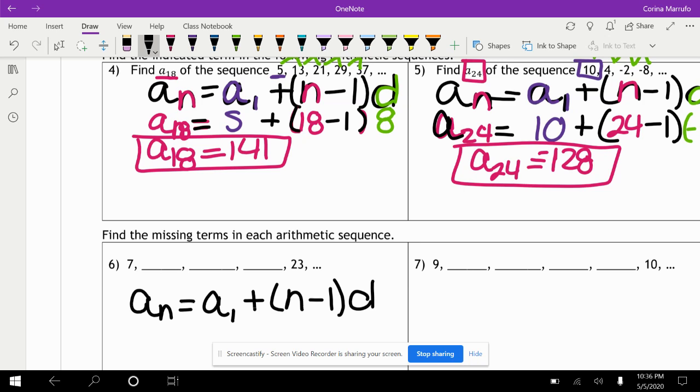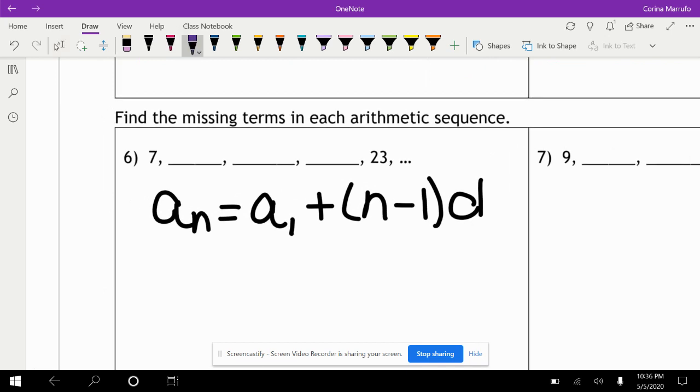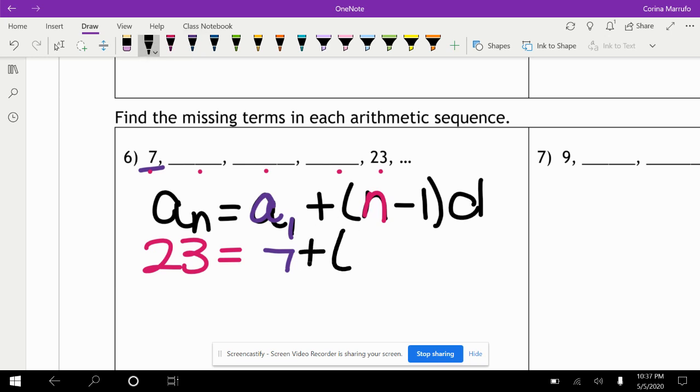Now we don't know what the common difference is. That's how we're going to find the other numbers, but we do know a few things. We know that our first number here is 7, so a sub 1 is 7. I also know that my fifth term, 1, 2, 3, 4, 5, is 23. So 23 equals 7 plus 5 minus 1 times my common difference.